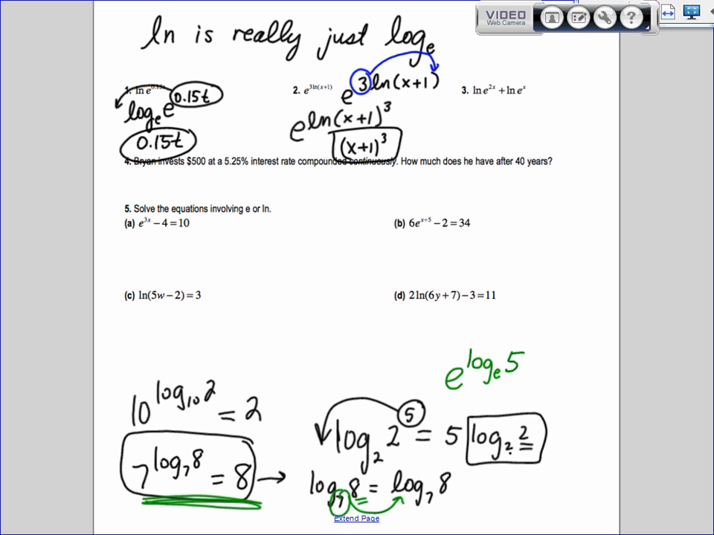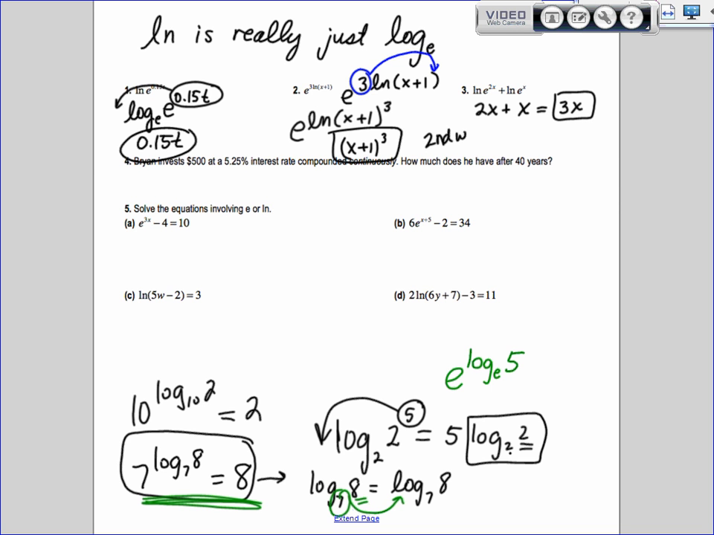Okay, number 3 is a quick one. Natural log of e to the 2x. What's that? Close. 2x. What about natural log of e to the x? X. 2x plus x is 3x. That's your answer.